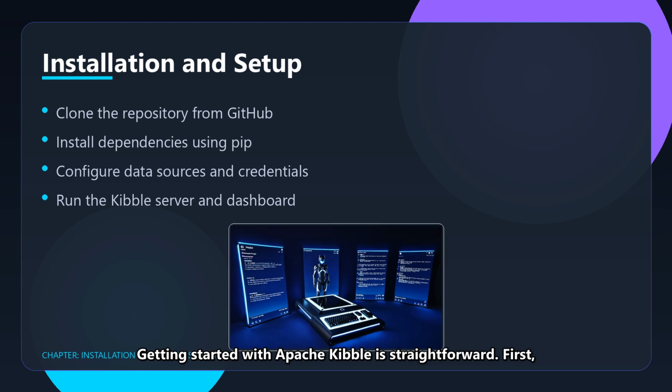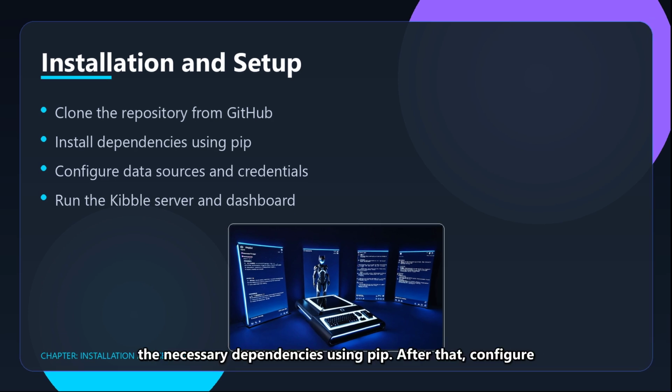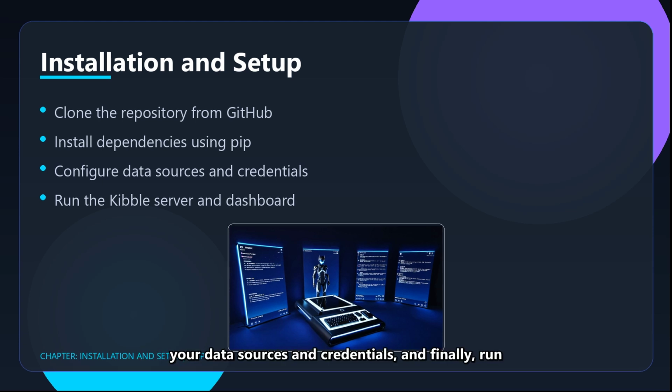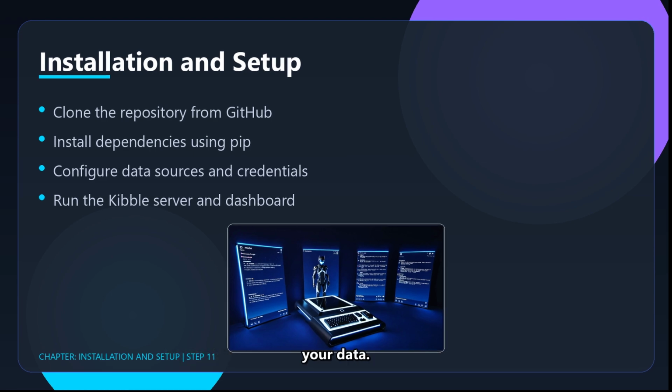Getting started with Apache Kibble is straightforward. First, you'll clone the repository from GitHub. Then, install the necessary dependencies using pip. After that, configure your data sources and credentials, and finally, run the Kibble server and dashboard to begin exploring your data.